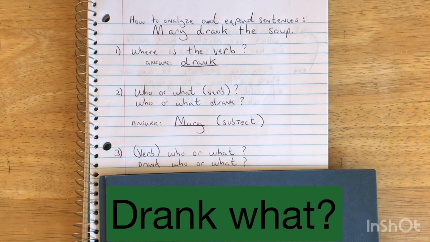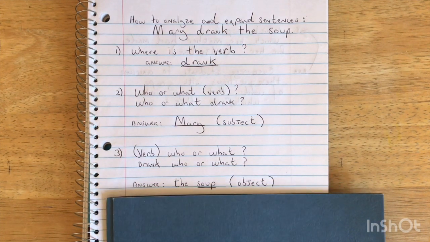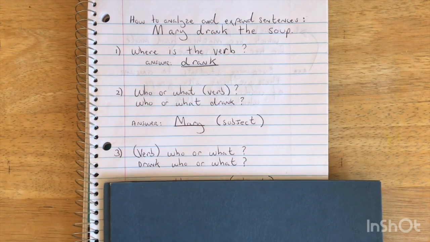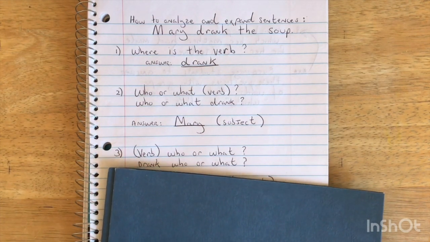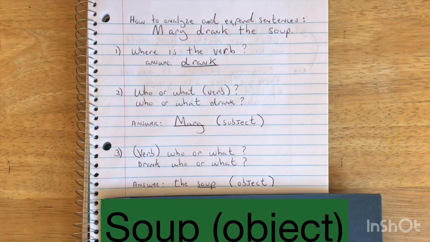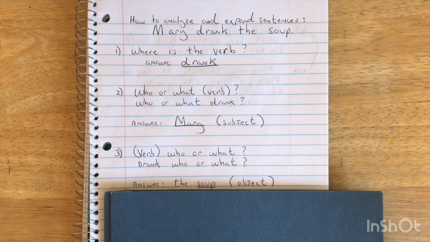So, what did Mary drink? Drank what? And the answer, as you can see here, is the soup. Mary drank the soup. Drank what? The soup. And that, yes, that's going to be my object. That's right, my object. Great. So now, I want you to write that down. Verb who or what, drank what, answer the soup. Soup is my object. Okay?